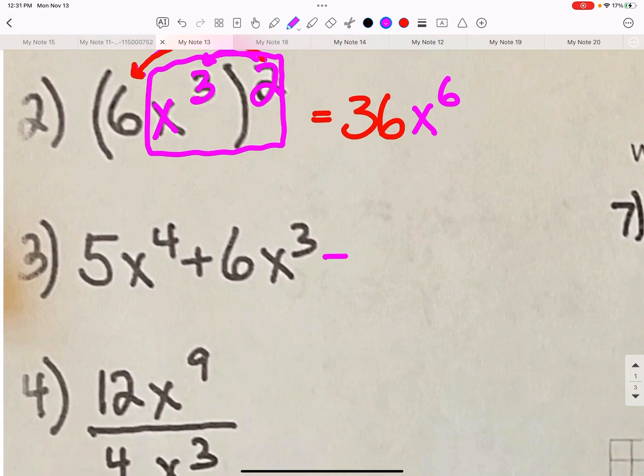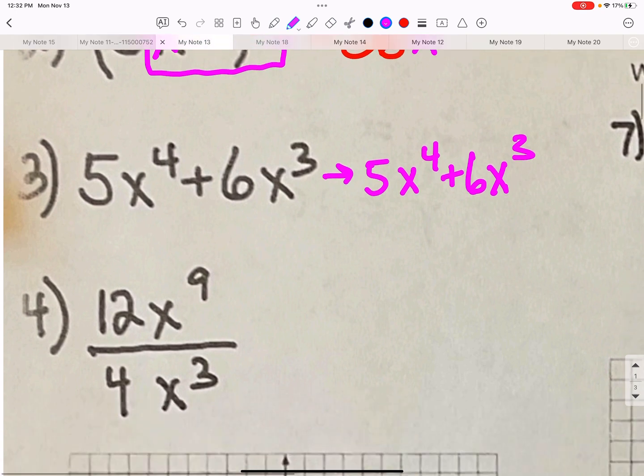For number 3, sorry, can't do it. 5x to the 4th plus 6x to the 3rd. Can't do it because there's no shortcuts for 1 less than addition is nothing.